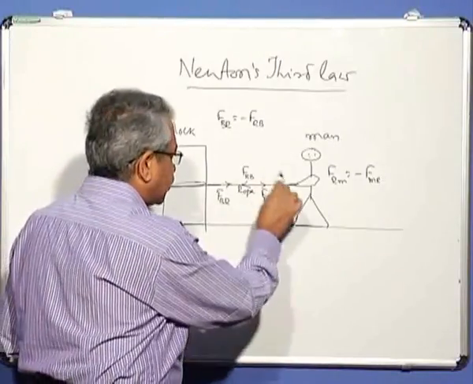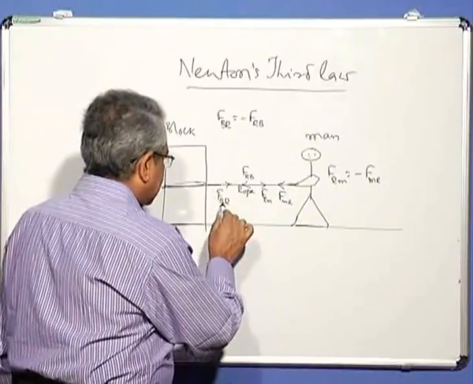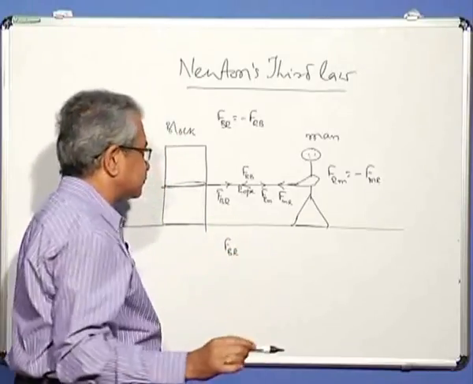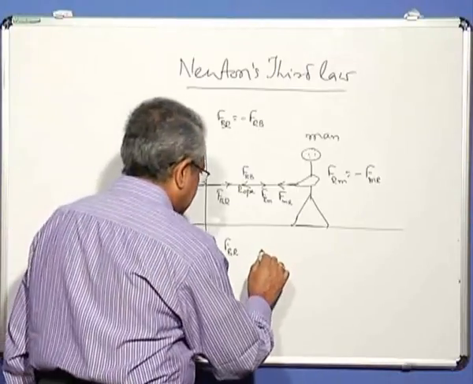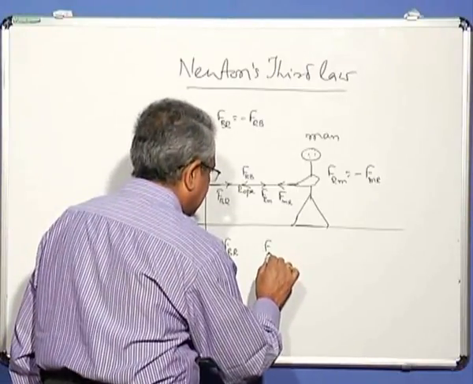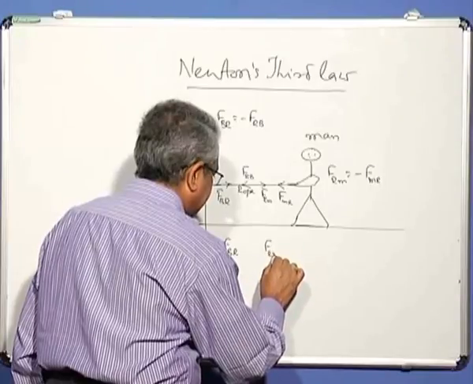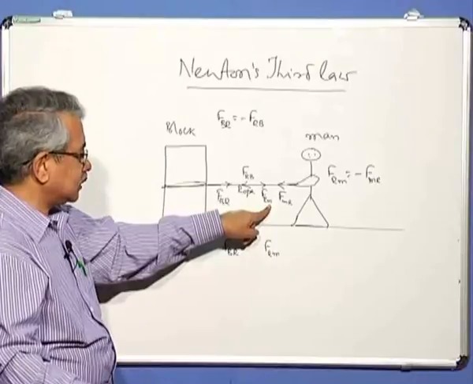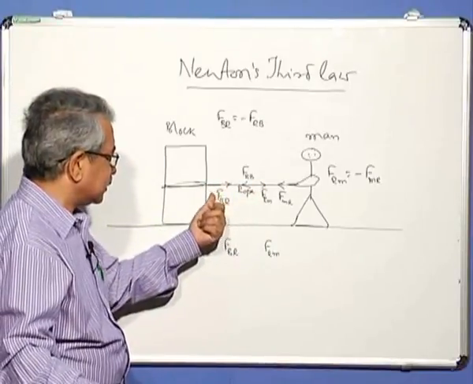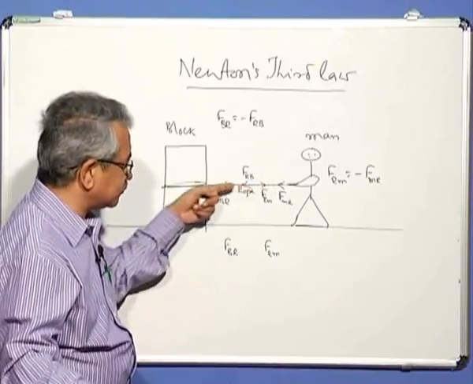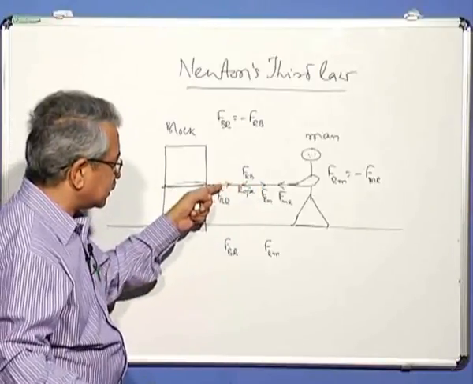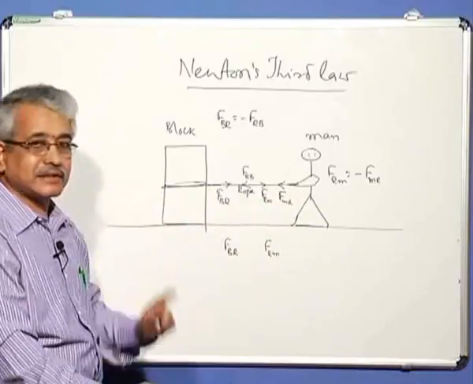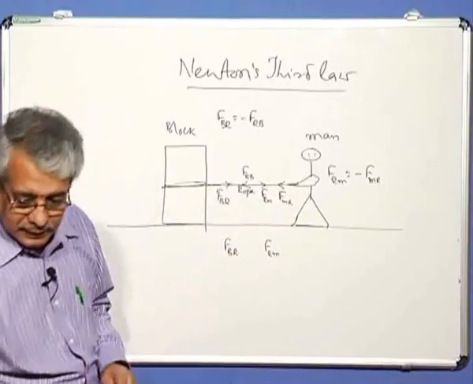But you can see in these four forces, there is one, the force of the block on the rope, the force of the rope on the man. See here. This is in that direction. These two are in the same direction, you can see. FRB and FMR, they are in the same direction. Now consider the extreme ones now.